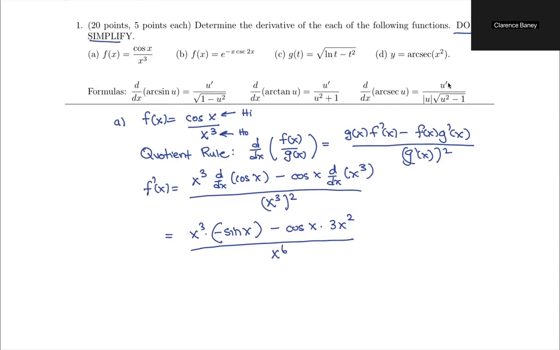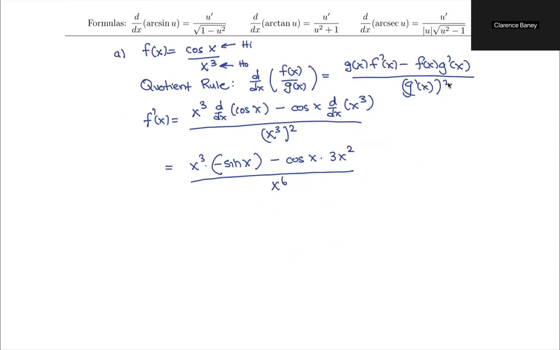x to the sixth. An alternative way would have been to use the product rule, and in order to use the product rule, you would have needed to rewrite the problem. So that's doing d dx of f of x times g of x, and then you would do f prime of x g of x plus g prime of x times f of x.